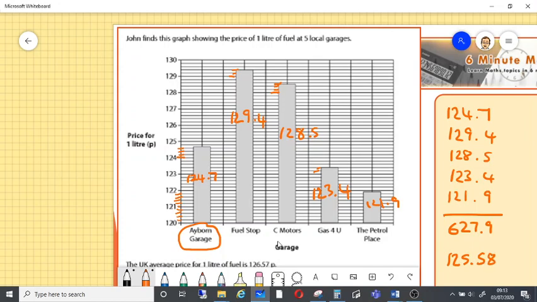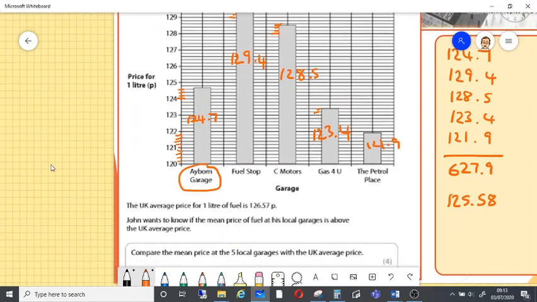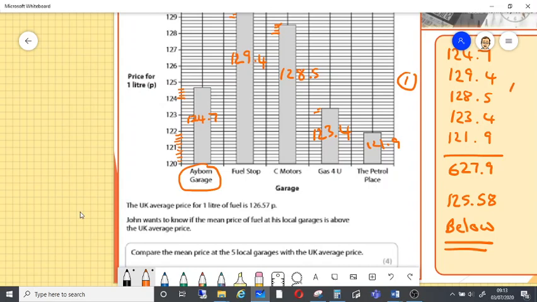So let's look at the question. It says the UK average price for fuel is 126.57 pence. John wants to know if the mean price at his local garage is above the UK average price. Well, no, it's not. It's below. It's less than the UK average price. So 1 mark for reading the graph, 1 mark for doing the average and finding a total, 1 mark for getting that total, and 1 mark for saying whether it's above or below. That's 4 marks.